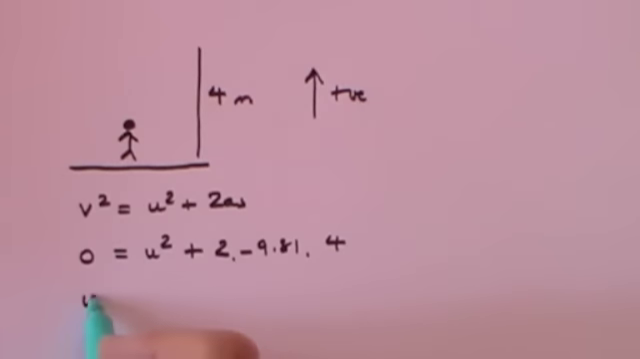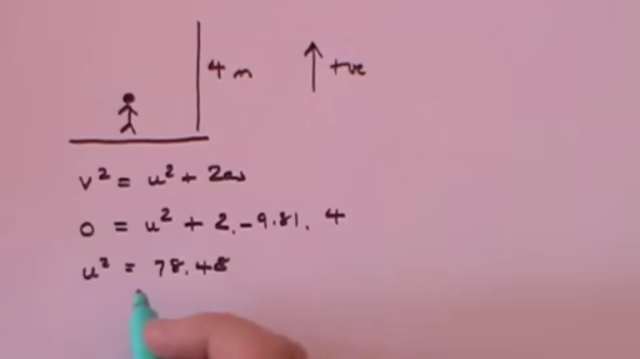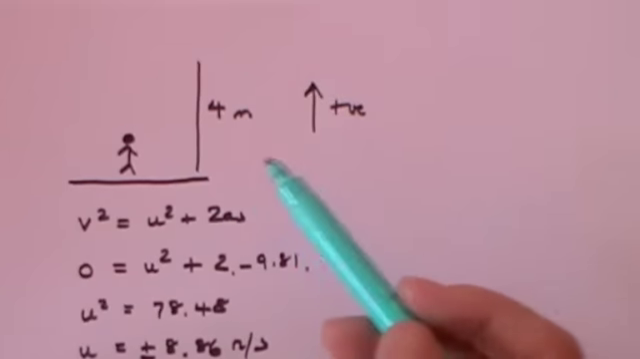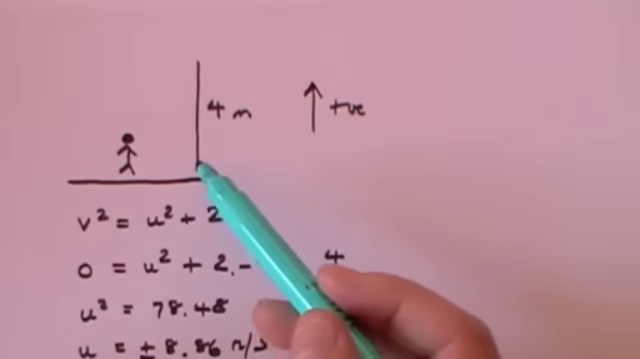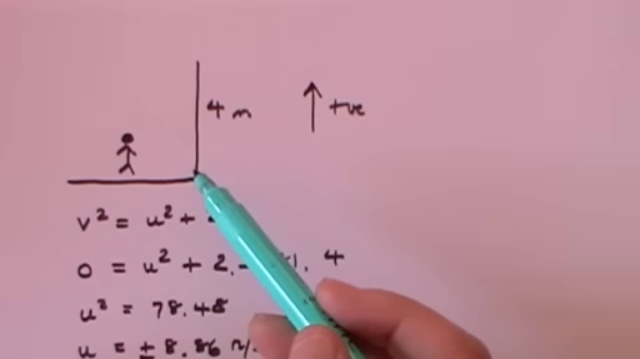And that gives us that u squared is equal to 78.48 if you multiply these terms out, and that means that u equals plus or minus 8.86 meters per second. Now, what does that term actually mean? Why is it plus and minus? Well, it's plus 8.86 meters per second jumping upwards, but it is also the speed at which they are travelling when they return to the trampoline.